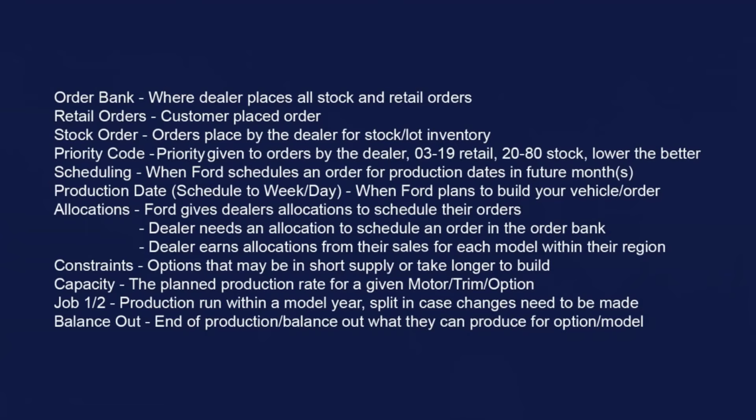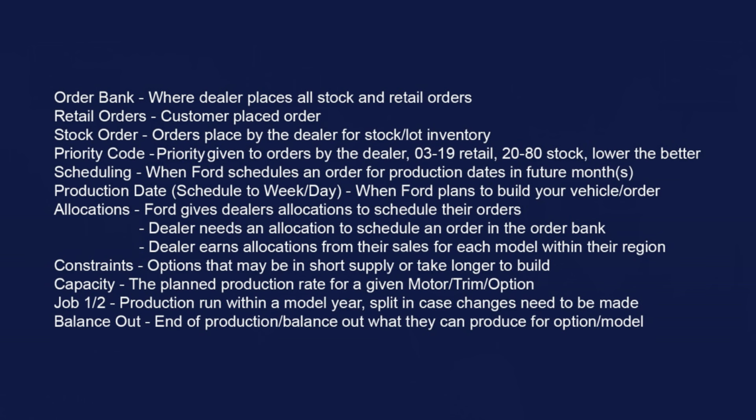First, let's talk about the terminology. So if you haven't watched one of the videos, please stay tuned and listen to this part. First of all, the orders that you place are placed in what we call the order bank. That is where the dealer places all their stock and retail orders. Now, a retail order, that's a customer placed order. That's your order. Then there's also stock orders. Those are orders placed by the dealer for stock or lot inventory. And the reason they would have those in there is because if they don't have enough retail orders, they still need some inventory. They still earn the allocations for sales they have. We'll talk about that in just a little bit.